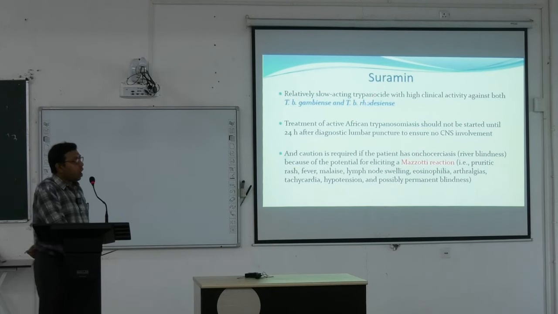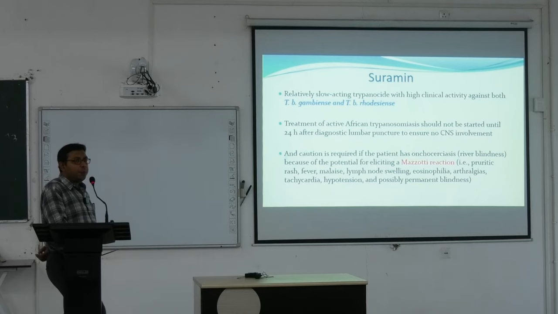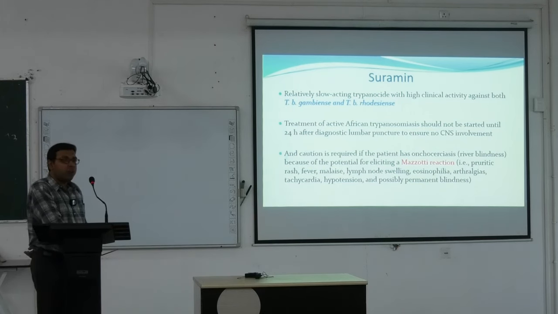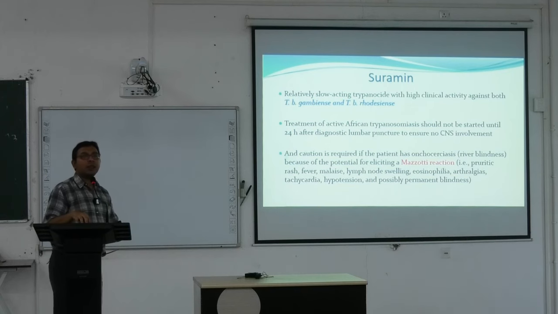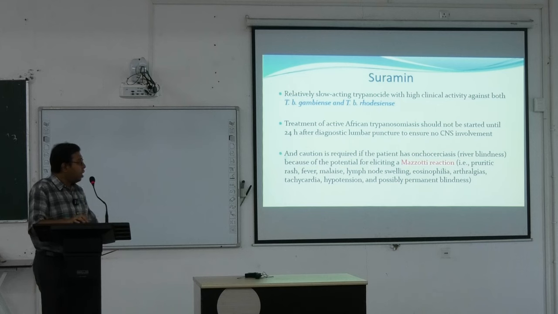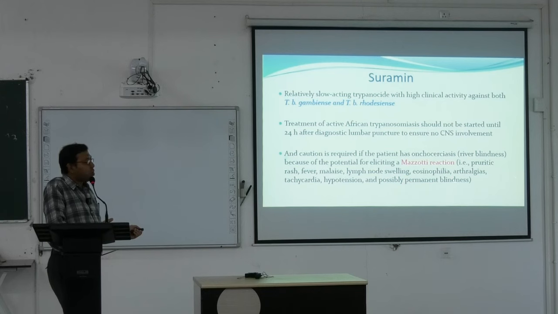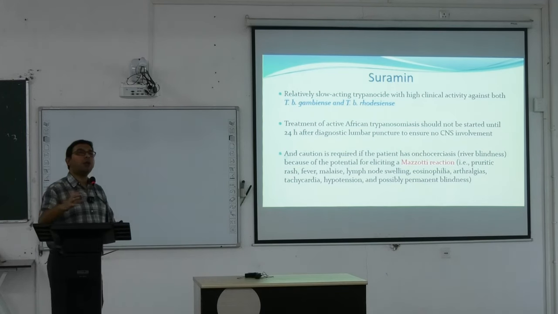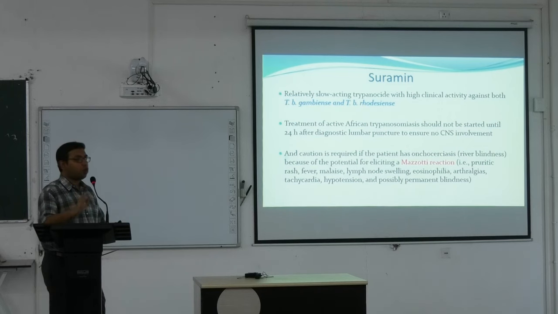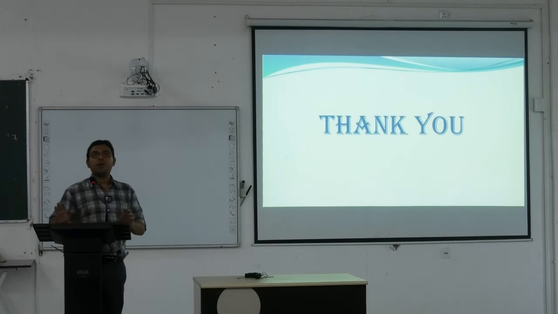Suramin is another trypanocide with high clinical activity against both Trypanosoma gambiense and rhodesiense. There is a typical reaction that occurs with suramin, known as the Mazzotti reaction, because it is used in onchocerciasis. Onchocerca volvulus is another parasite that can cause river blindness in the eye. When it is given for the treatment of Onchocerca volvulus infection, there may be a pruritic rash, fever, malaise, lymph node swelling, eosinophilia, arthralgia, hypotension, and permanent blindness, all can occur. This is again due to the spilling of the toxic components of the parasite due to its sudden death. So this is known as the Mazzotti reaction. This can occur with suramin. So, this is all about the different types of antiprotozoal drugs.